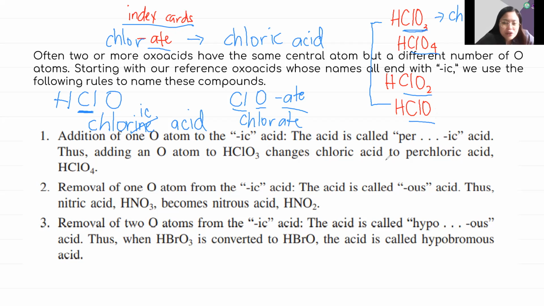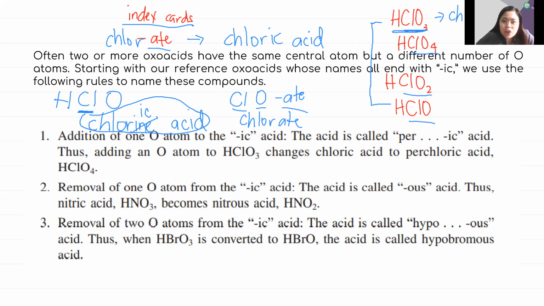Sige daw, look at your index cards. ClO3, ma'am. Okay, ClO3. So, kung siya ang ClO3, class, ito yung magiging name niya: yung name ng central element ending with IC and then acid. Siya ang magiging base acid natin. So tatawagin lang natin siyang chloric acid.